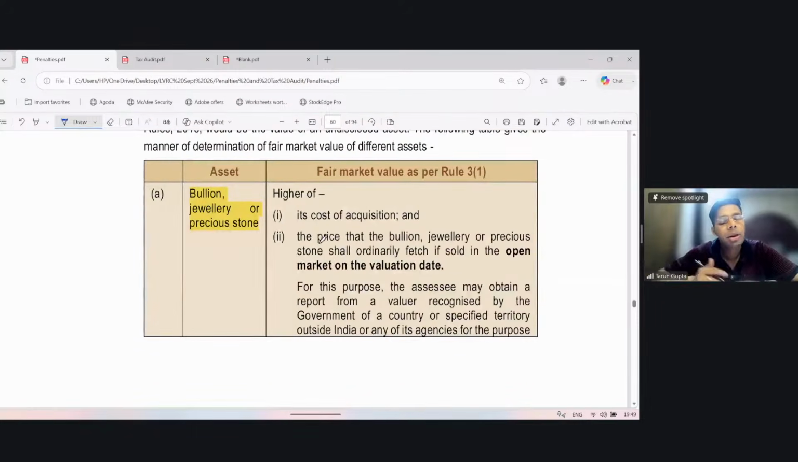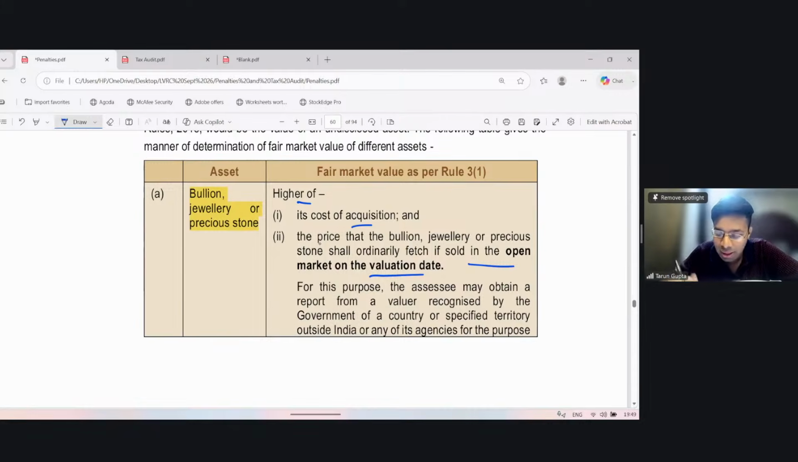So it depends upon the type of the asset. If the asset is bullion, jewelry, or other precious stone, then the fair market value shall be the higher of the cost for which it was acquired and the price that the bullion, jewelry, or precious stone would fetch if sold in the open market on the valuation date. So the value shall be the cost or the FMV as on the valuation date, whichever is higher. Well, for FMV, you can take the certificate from the valuer.